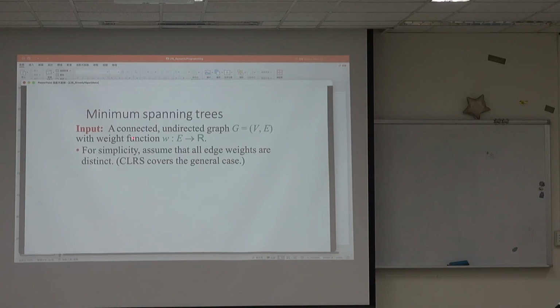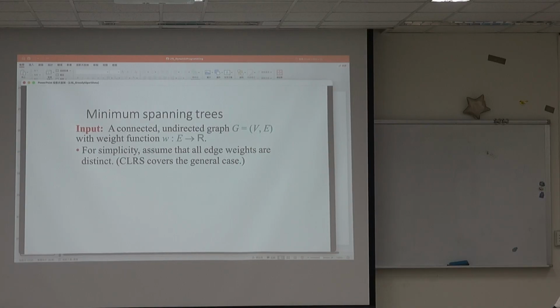For simplicity, you could assume all edge weights are distinct. If some edge weights are the same, then this problem will have multiple solutions. So let's assume all the edges have distinct weights.